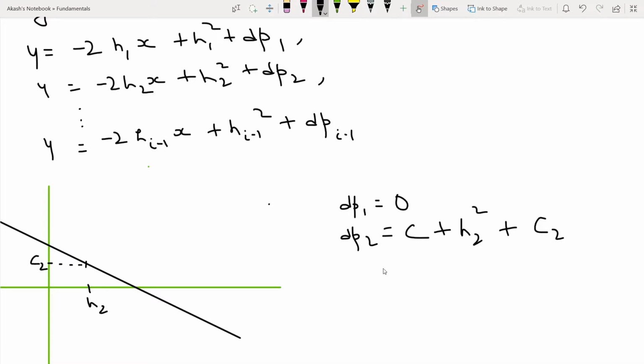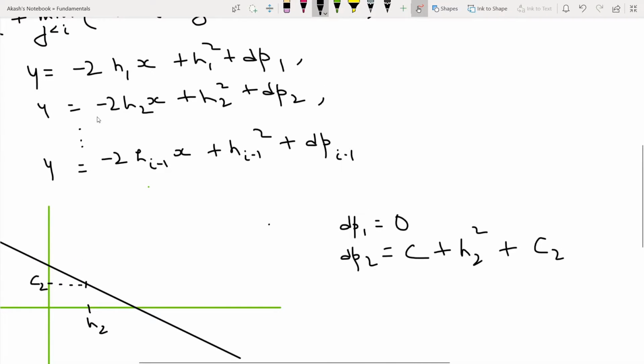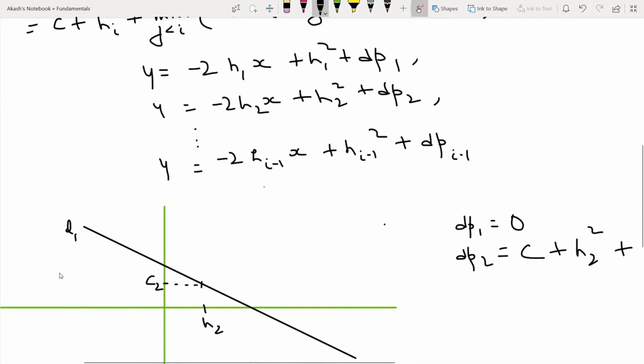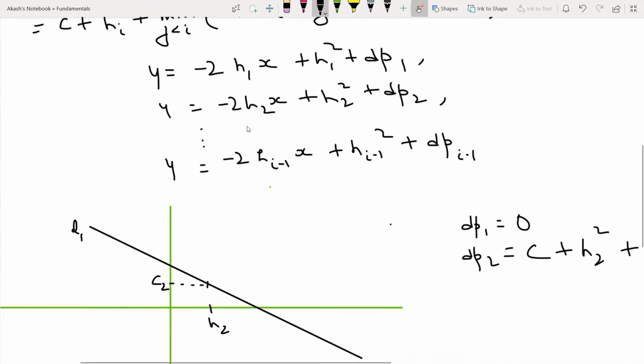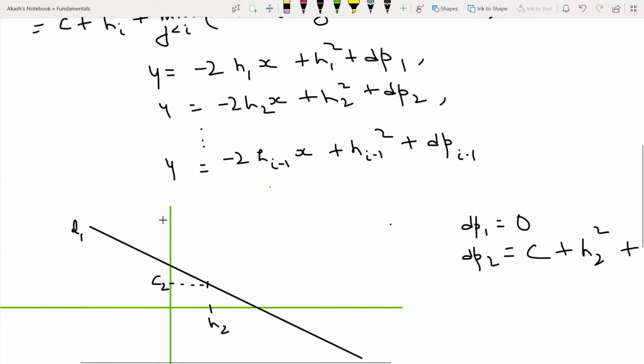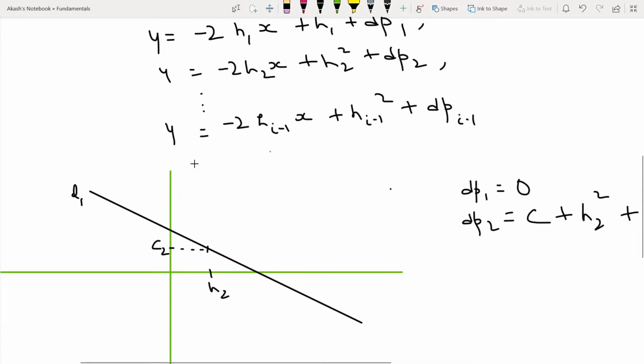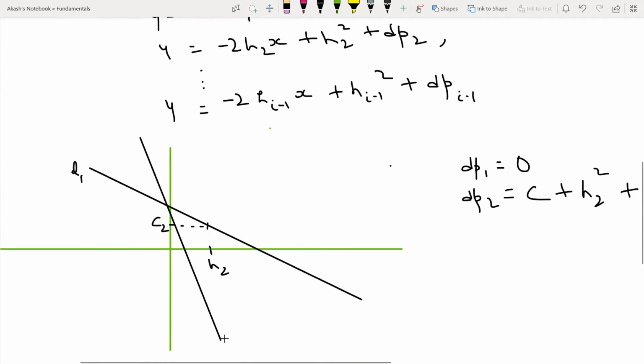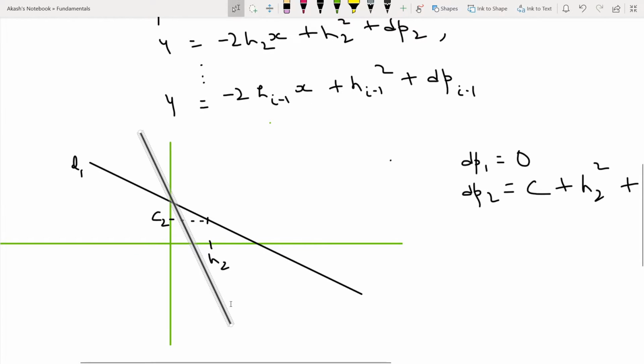Now we have to insert this line into this set of lines. So let's just say if we insert, we know h2 and these all are constant. Say we insert this line. Say this line becomes something like this one. I'm just taking an example. So this is line L2.